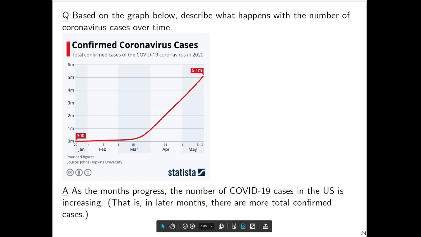As the months progress, you see the y-coordinate grows. As the x-coordinate grows, the y-coordinate grows, and the y-coordinate is about the number of confirmed cases, right? So to put this completely in words, we don't really want to talk about the x-coordinate or y-coordinate growing. We want to put this in the language of the specific problem. So as the months progress, the number of COVID-19 cases in the US is increasing. Or to clarify, in later months, there are more total confirmed cases.